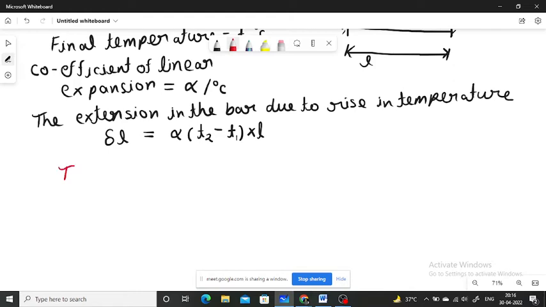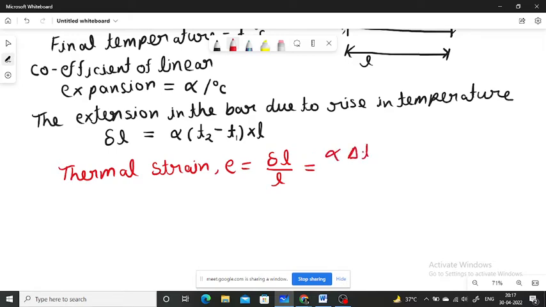So thermal strain epsilon is equal to the change in length upon initial length, and here delta L is equal to alpha, let's say delta T into L upon L. So the thermal strain will be equal to the alpha into delta T.